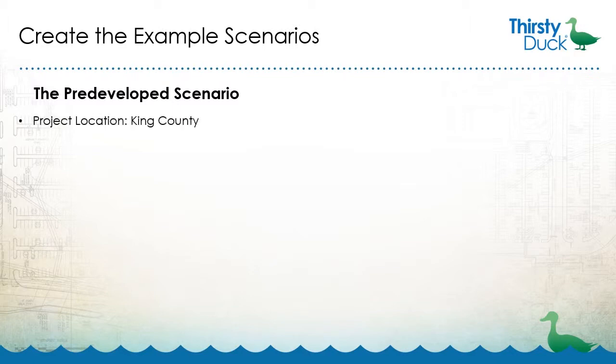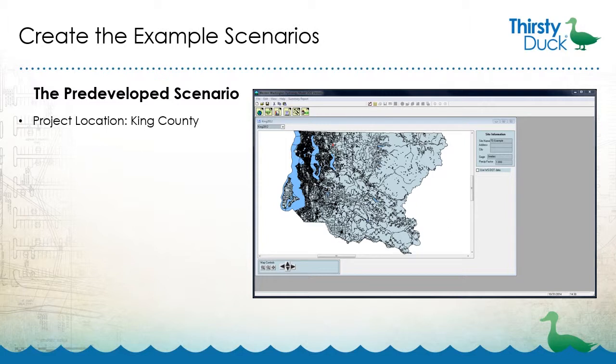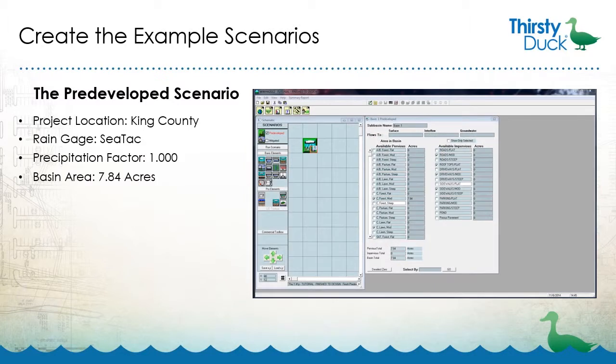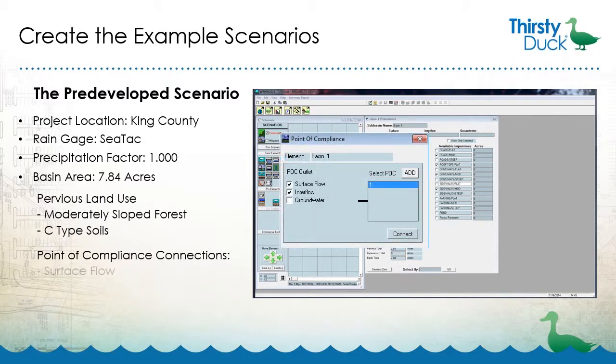The project is located in King County. The nearest rain gauge is CTEC and the precipitation factor is 1.000. The basin area is 7.84 acres of moderately sloped forest in C-type soils. The basin is connected to the point of compliance by surface flow and interflow.